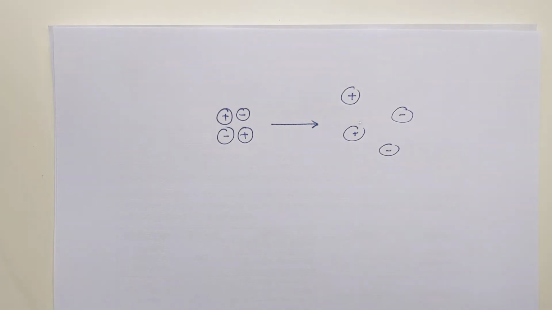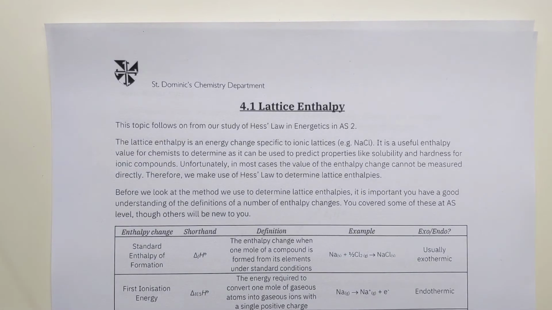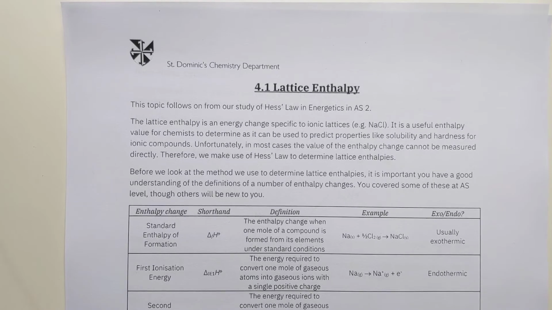In terms of a use for it though, the lattice enthalpy in itself maybe isn't that useful, but we can use it to calculate things like the solubility of an ionic substance or the hardness of it. So it does give us some information about the properties of ionic compounds. So that's what this topic's about. It's about calculating this lattice enthalpy change.